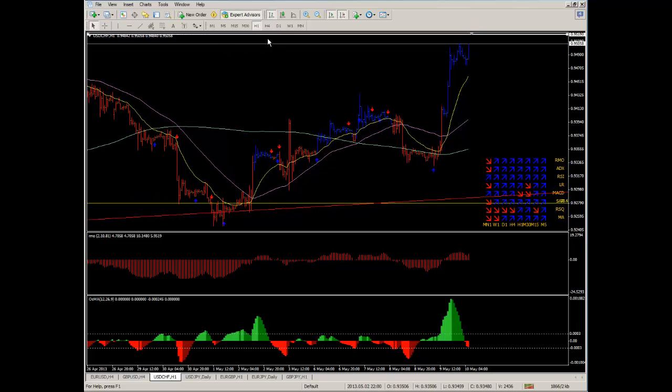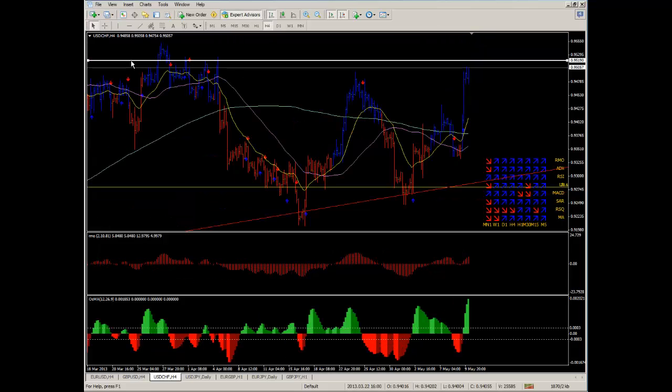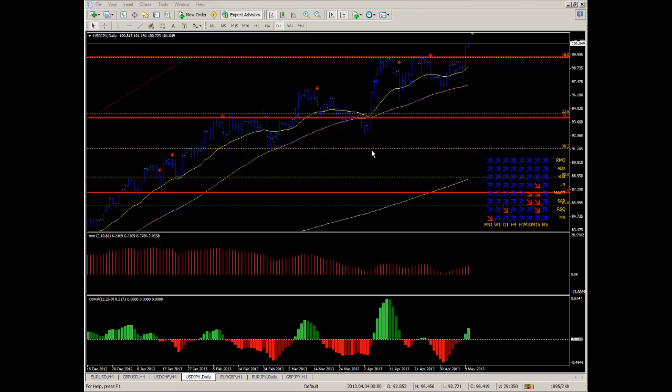So be patient with this particular pair, get above this consolidated range at the top here, which is predominantly showing on our 4-hour and our daily. Get above that, and then we should be looking for higher highs. Good news for the US dollar Japanese yen.